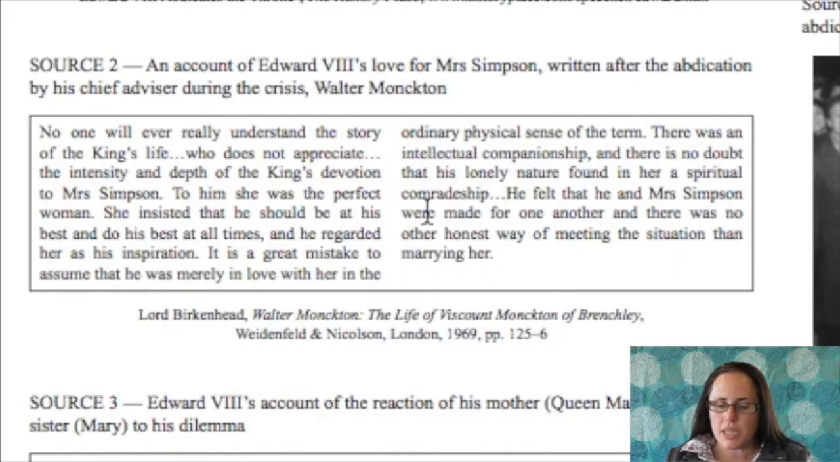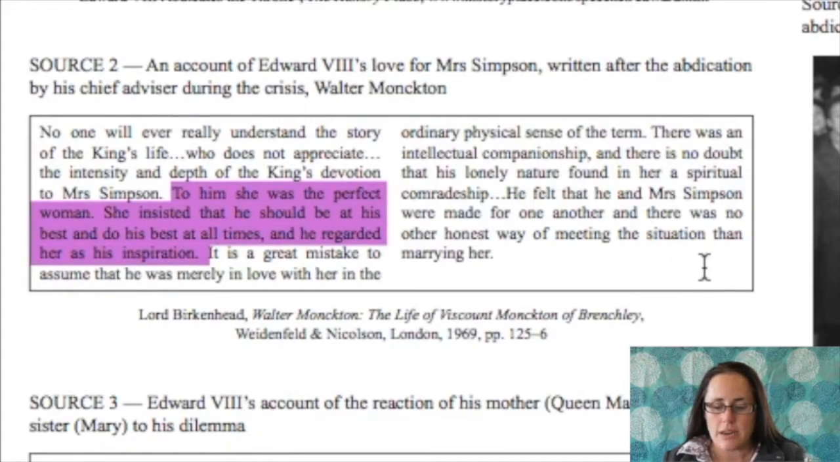Okay, so I think that there are several sections that actually tell you why Edward VIII loved Mrs. Simpson. The first section is the sentence that starts with, "To him she was the perfect woman. She'd insisted that he should be at his best and do his best at all times, and he regarded her as his inspiration." I think this implies that he loves her because she's always trying to make him do the very best that he can.